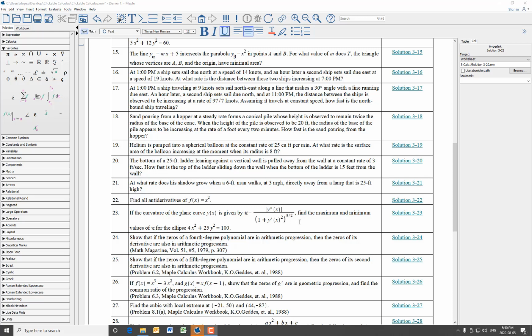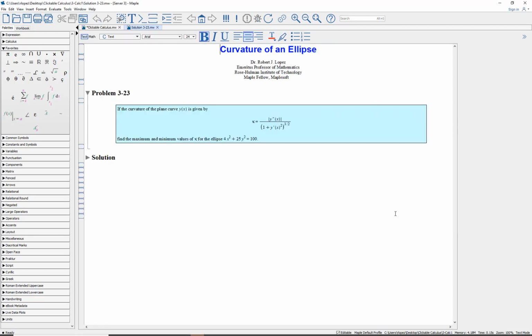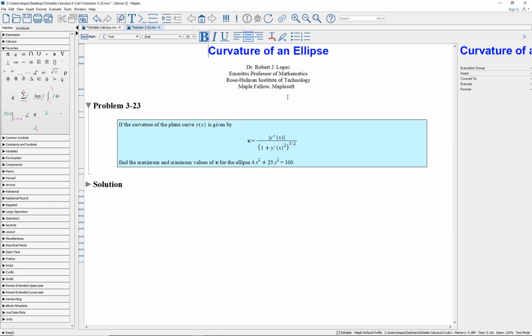Another application of derivatives is in computing curvature of a plane curve. So here's a problem where we're going to compute the curvature of an ellipse. This is the ellipse. And to make it a little bit more interesting, I ask for where and what are the maximum and minimum values of that curvature.